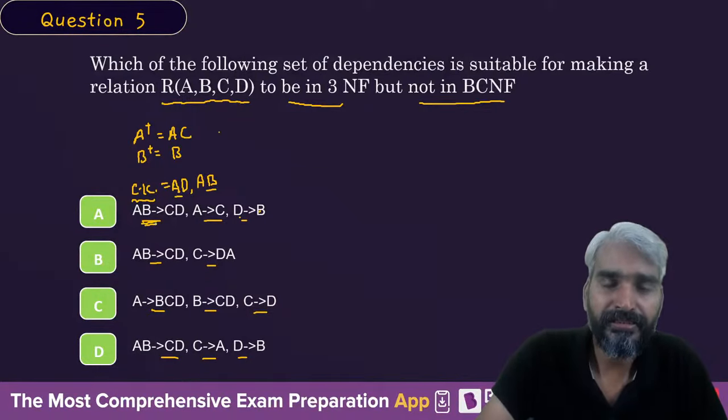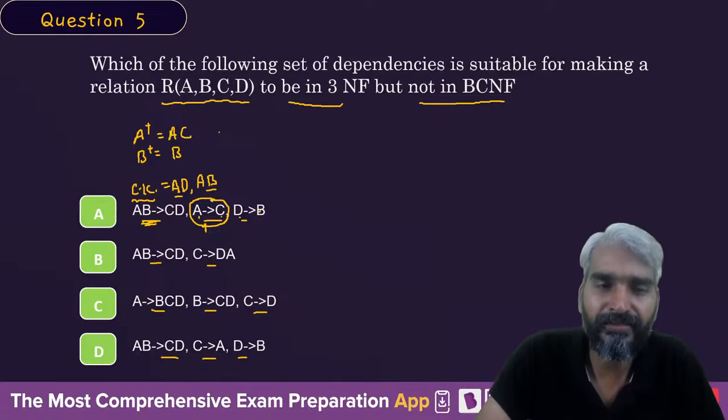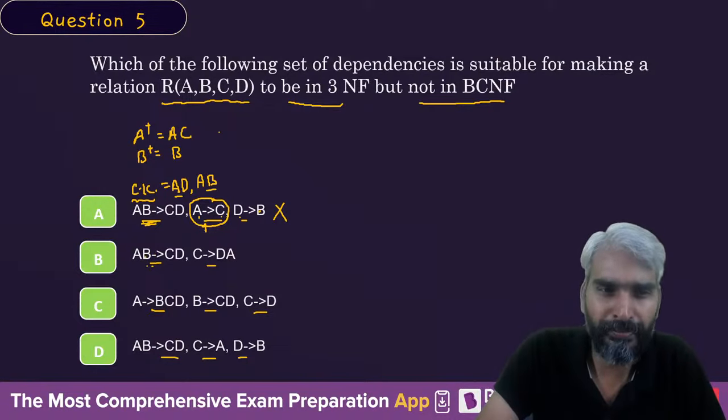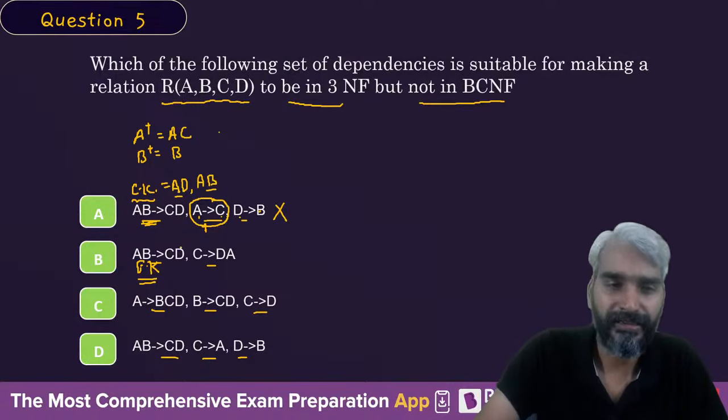Now, A and these are non-prime attributes, so this is 1NF. The moment you see A implies C, it is in 1NF. Therefore, forget about this one. Here, AB to CD. Therefore, A closure is A only, B closure is B only. Therefore, this is actually your candidate key.